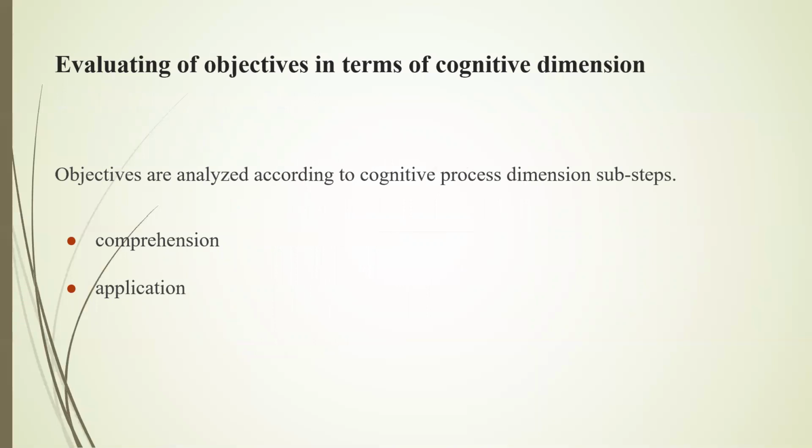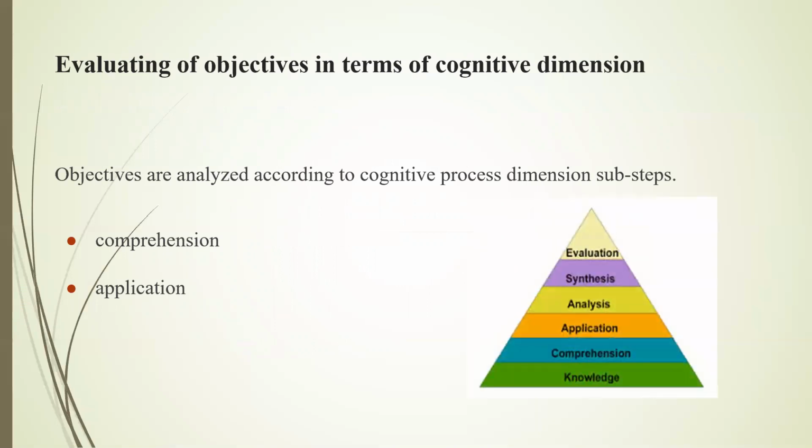Also, we evaluated these objectives according to the cognitive process dimension substeps. We saw that comprehension and application steps are used extensively here. For example, when we analyze the learning objectives where the cognitive field of comprehension is intense, we have seen that it's aimed to assimilate the concepts acquired at the level of knowledge, to capture its meaning, to interpret it, and to express the information in their own sentences.